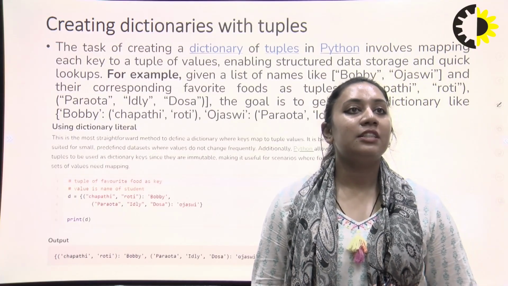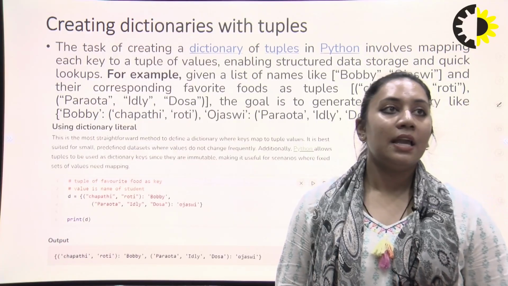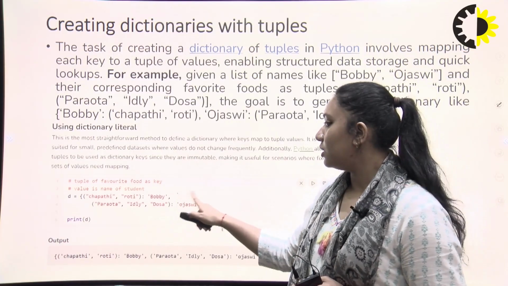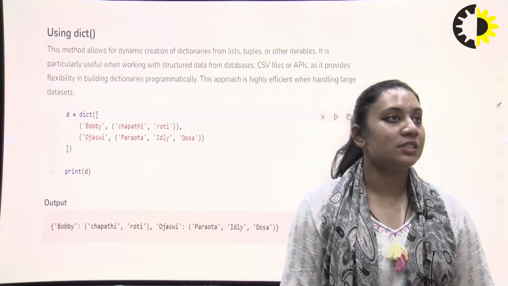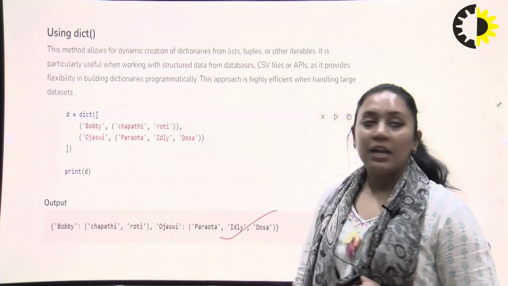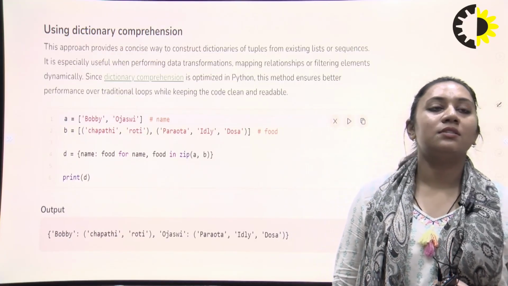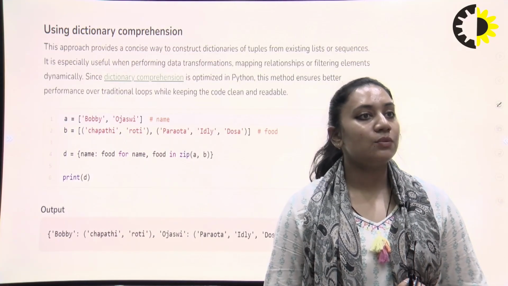Creating a dictionary with tuples. It can map each key and value with the help of this. The dictionary was created by keys and values. Next is the dict function. Again, with the dict function, you can create the dictionary by using dictionary comprehension, which is used with existing symbols.